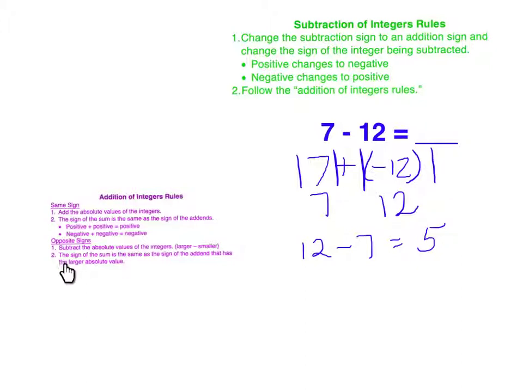To figure out the sign, it's equal to the sign of the addend that has the larger absolute value. 12 is bigger than 7. Sign is negative on 12, so 7 plus a negative 12 is equal to negative 5. 7 plus negative 12 is the same as 7 minus 12, since subtraction is the opposite of addition, so 7 minus 12 equals negative 5.